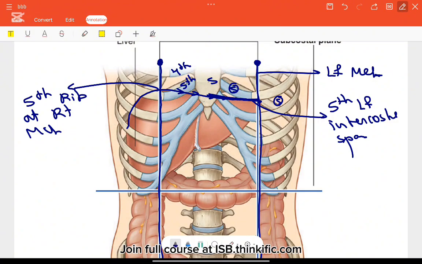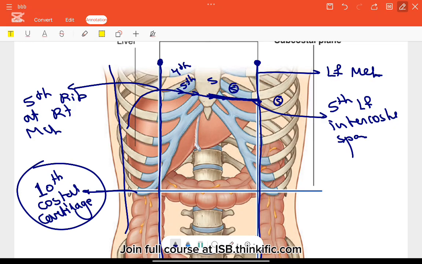Now look at the mid-axillary line. The lower border of the liver is opposite the 10th costal cartilage. It's at the level of the 10th costal cartilage. And then that's one point. We'll create one point here at the 10th costal cartilage.